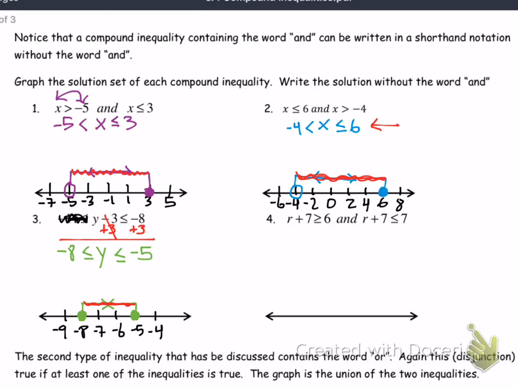Why don't you go ahead and try number 4? Make a compound inequality first, just one long sentence without the word "and." Solve for r, and then try graphing it. Pause the video. After a few minutes, go ahead and check your answers. If you have any questions, just bring them tomorrow.